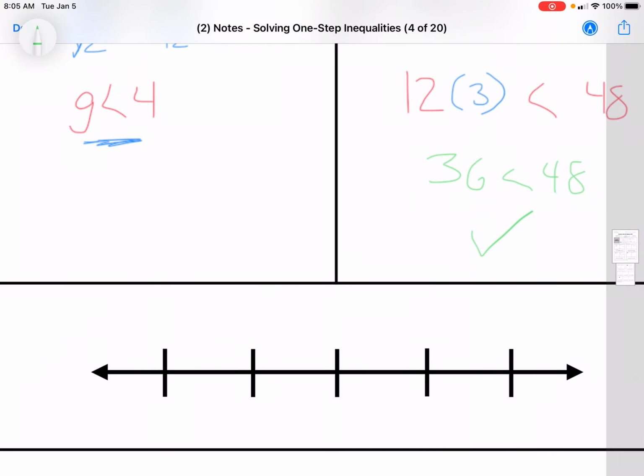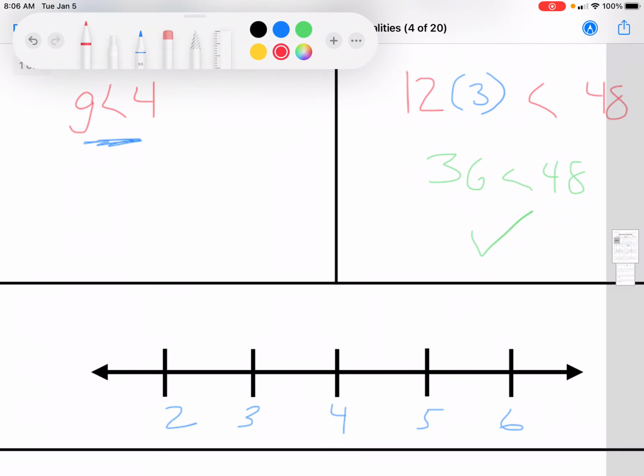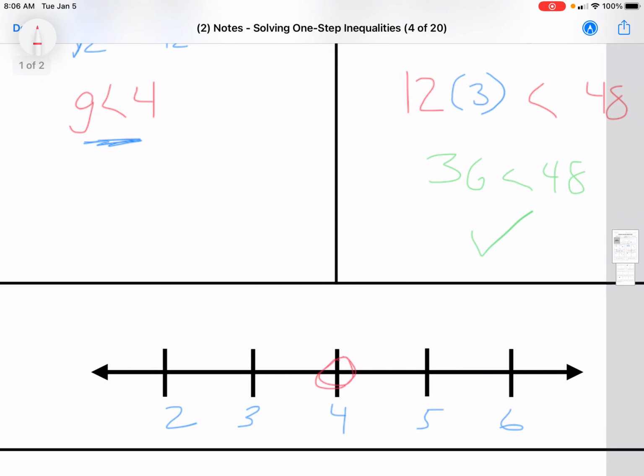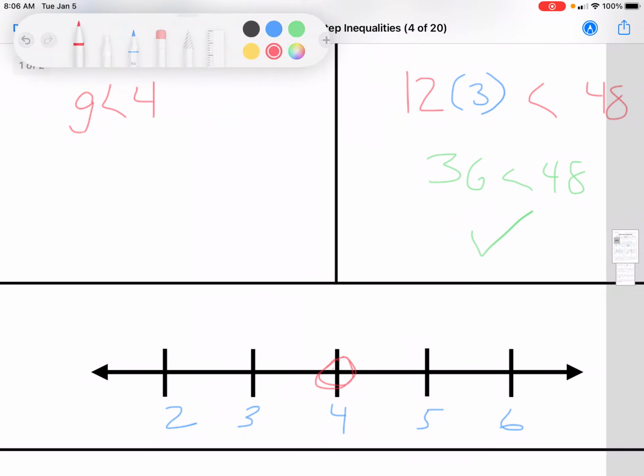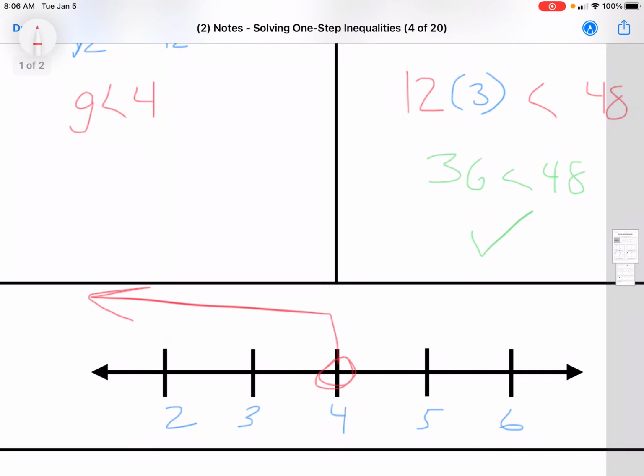First of all, we got to put our numbers. 2, 3, 4, 5, 6. It's an open dot on 4. Why is it open? Because 4 is really not included. There you go. Okay. And it is less than, so less than goes to the left.